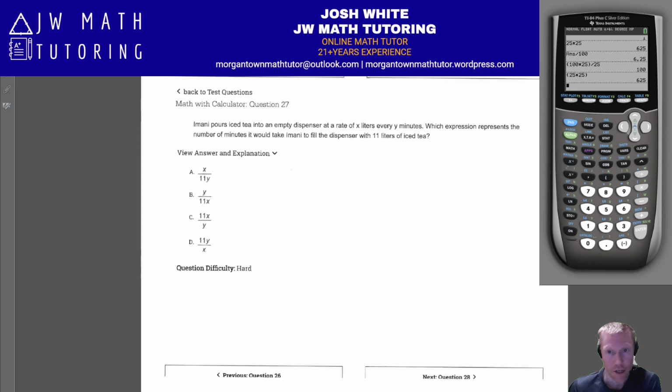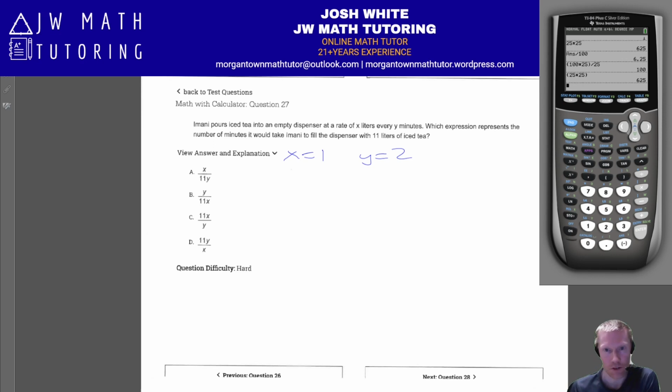All right, the next question, number 27. Here you have one which is very, very similar to the last problem in that you can use picking numbers for this one as well. So here is how I set up this one using the strategy of picking numbers. I said x is 1 and I let y equal 2. So in other words, this dispenser is being filled at a rate of 1 liter every 2 minutes, or technically half a liter, 0.5 liters per 1 minute, if you want to think about it that way.